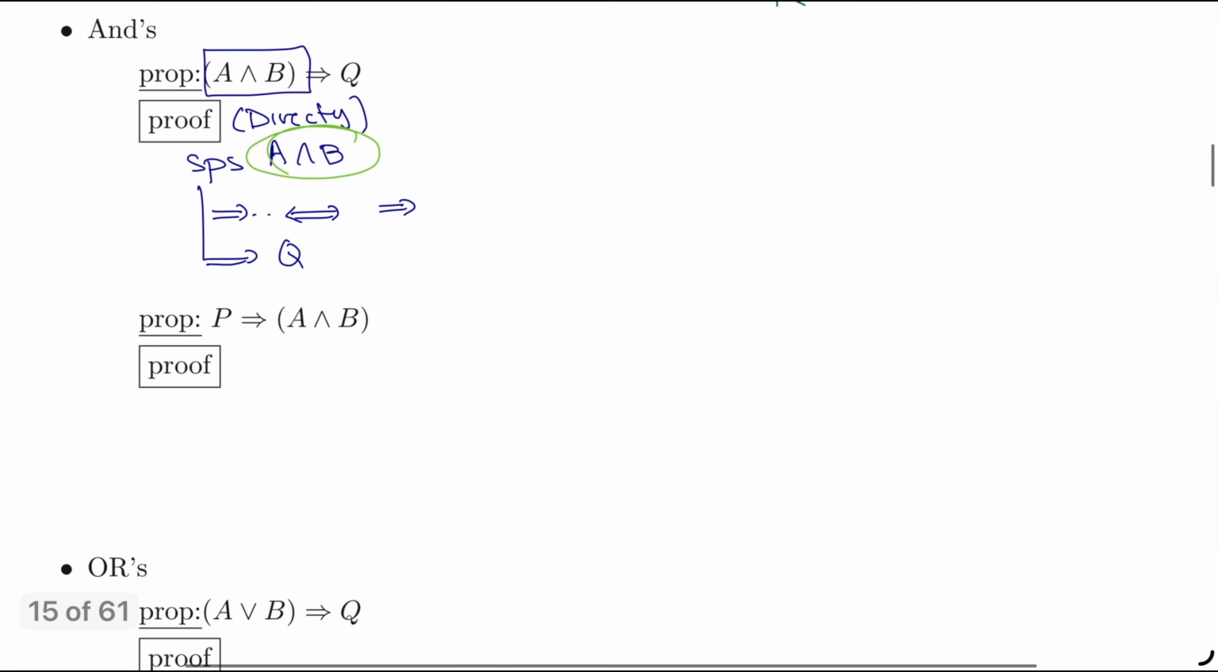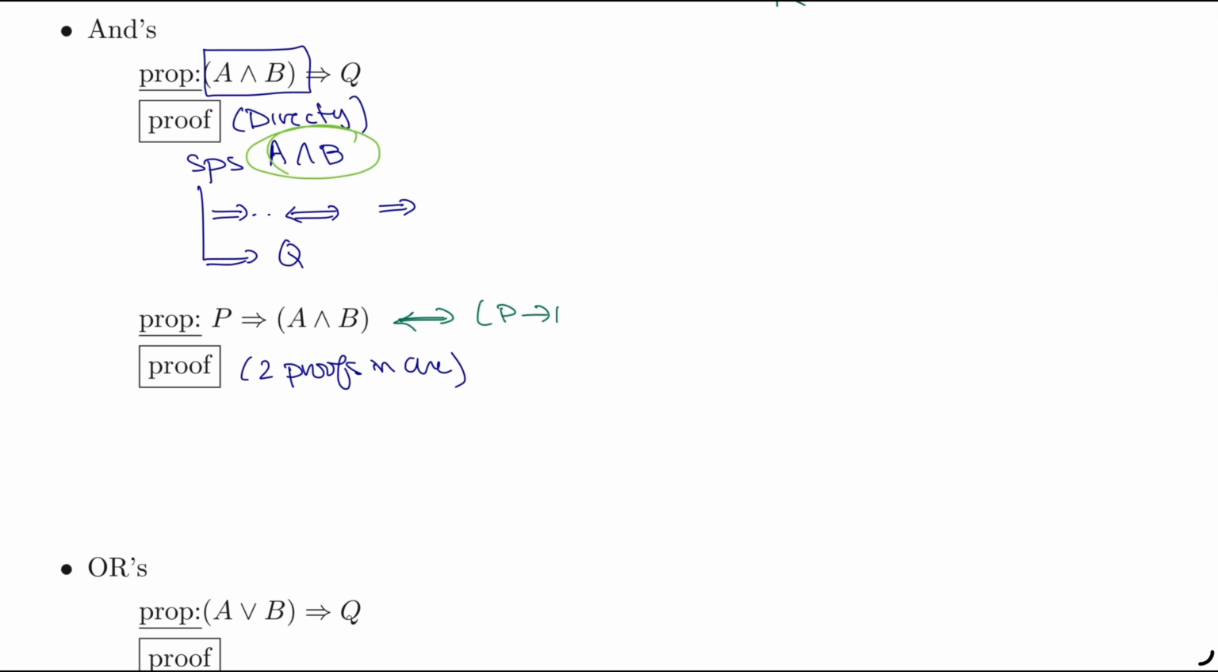However, if the statement is P implies A and B, this is 2 proofs in one. This is logically equivalent to the statement P implies A and P implies B. And so you're going to have to do those 2 proofs. Doesn't matter which one you do first, but you're going to need to show P implies A and P implies B.